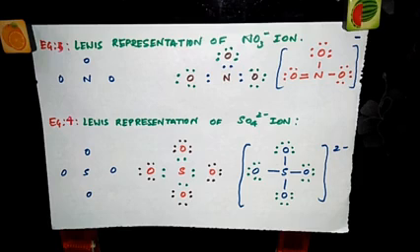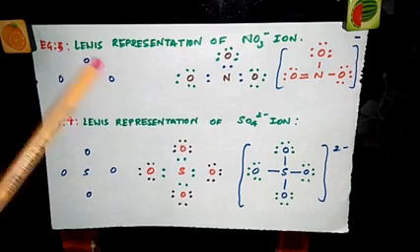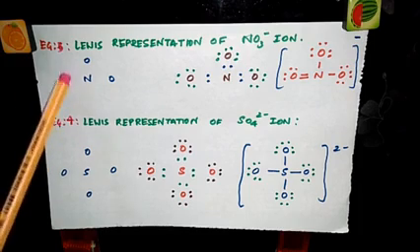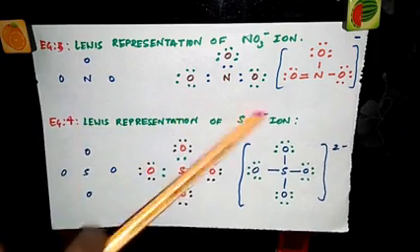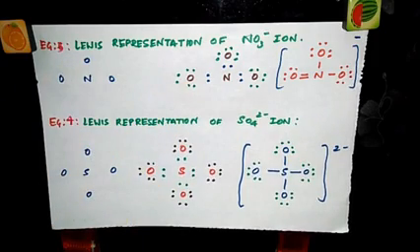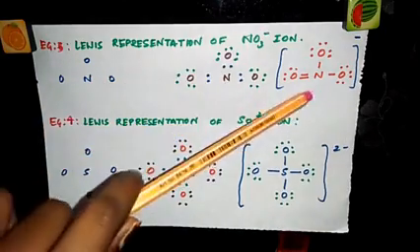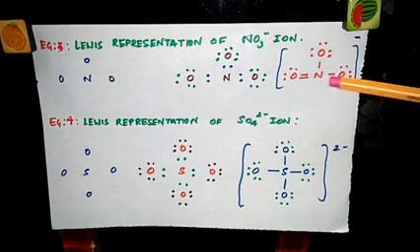Lewis representation of NO3 minus ion. See, represent the skeletal structure, N with 3 oxygens, and put one shared pair of electrons between each, and complete the octet for the oxygens. In the same picture we can do everything, and this is the completed picture, and this is the Lewis representation where we represent the pair of electrons as bonds.